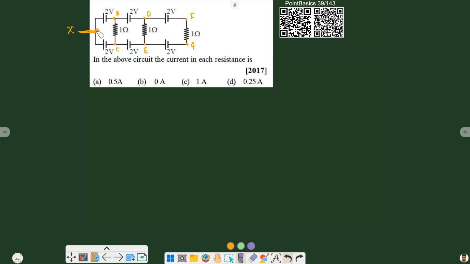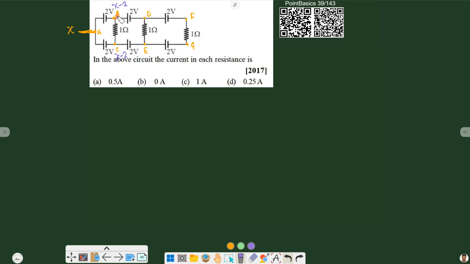Now, as a battery is connected between A and B, the difference between the potentials of A and B should be 2 volts in ideal conditions. So if the potential of B is 0, then the potential of A should be 2 volts, and vice versa. If the potential of A is X, then the potential at B should be X minus 2. Similarly, for point C, again a 2 volt battery is connected, so here the potential should be X minus 2. And as we can see from this, point B and point C are at the same potential. So there will be no current flowing through this 1 ohm resistance.